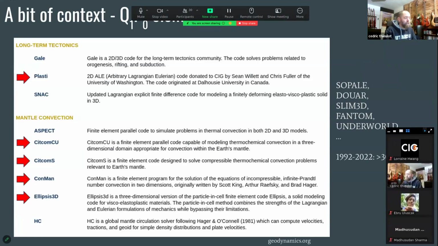If you looked at some version of the geodynamics.org website some time ago, you would see all these codes there. If you look at the ones that are highlighted with the red arrows, you would find that they are actually powered by the so-called Q1P0 element. Don't worry, I'll explain this in a minute. And not only these codes, but also the ones on the right. So you have Sopal, Dwar, and a bunch of others. And as far as I'm aware of, more than several hundreds of papers have been written with this finite element.